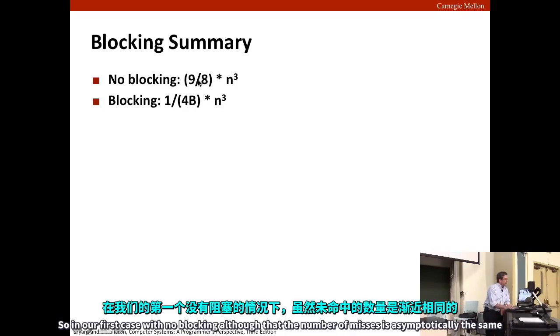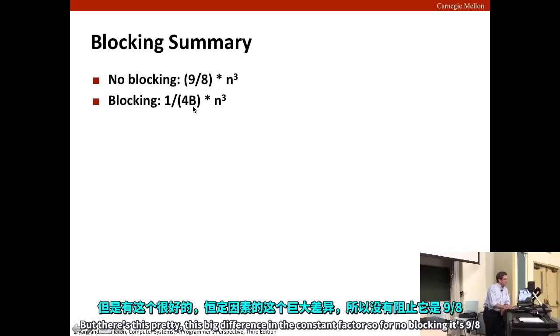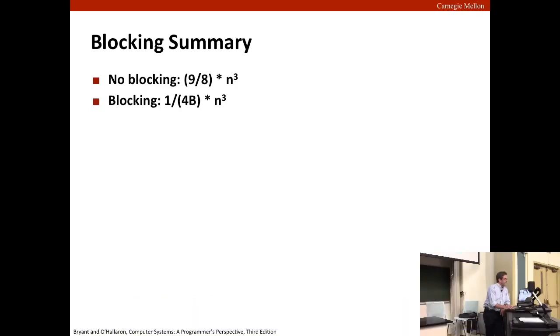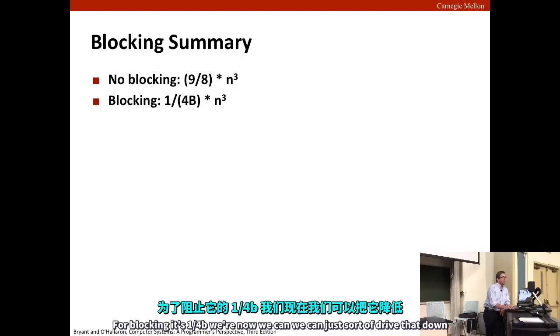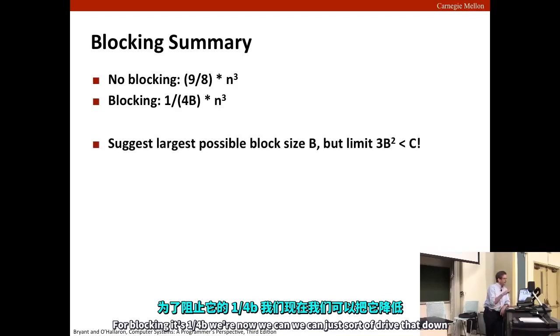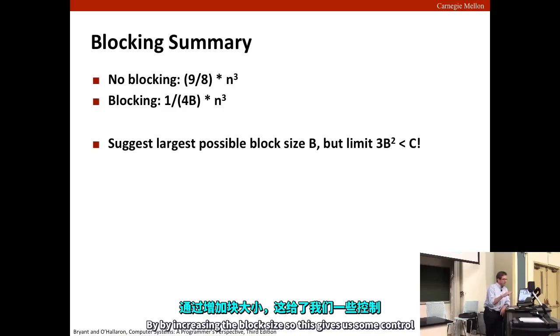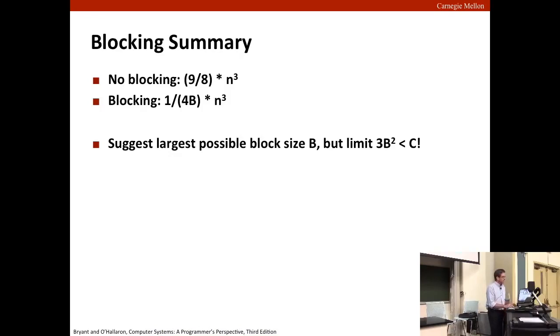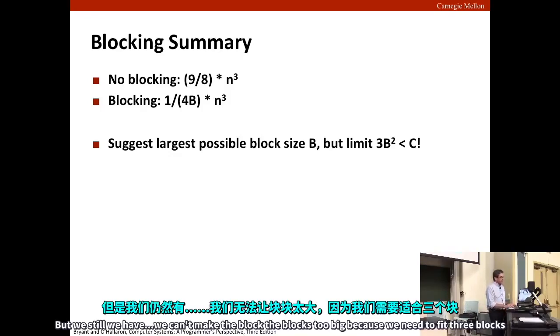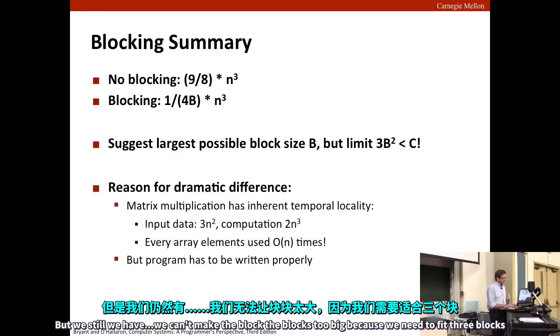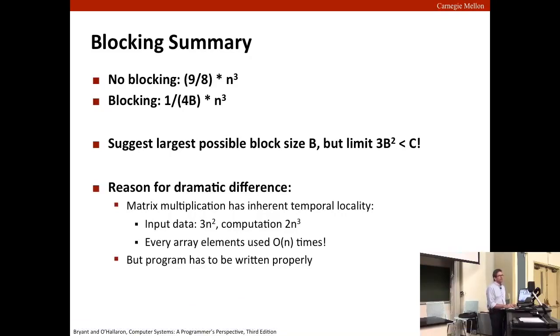So in our first case with no blocking, although the number of misses is asymptotically the same, there's this big difference in the constant factor. For no blocking, it's 9 over 8. For blocking, it's 1 over 4b, where now we can drive that down by increasing the block size. So this gives us some control. But we can't make the blocks too big because we need to fit 3 blocks in cache at any one point in time.